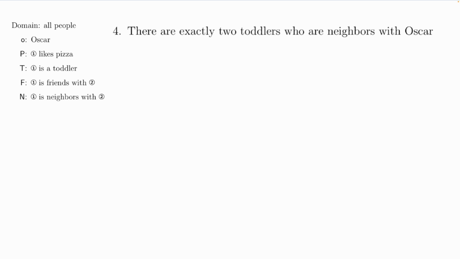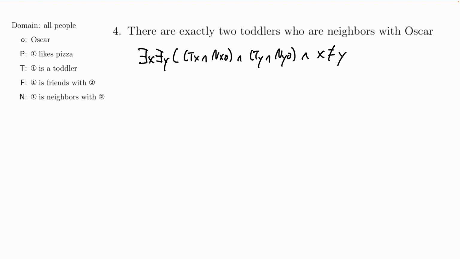So if we went that route, we would start with there are at least 2 toddlers who are neighbors with Oscar. So there is an X and there is a Y, such that X is a toddler and is neighbors with Oscar, and Y is a toddler who is neighbors with Oscar, and X and Y are distinct. So that tells me that there are at least 2 toddlers who are neighbors with Oscar.